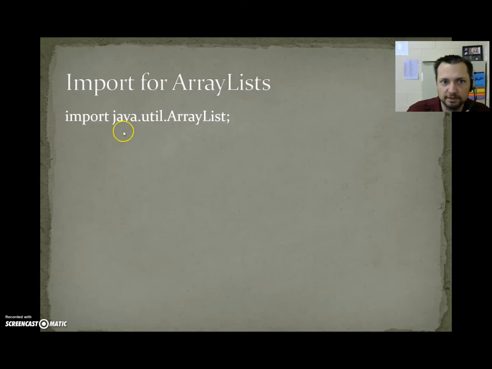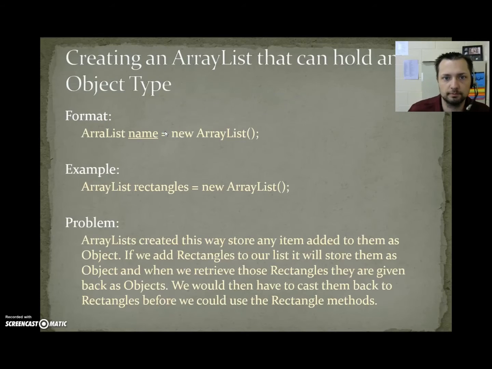Import for array lists. Import java.util.ArrayList. Creating an array list that can hold any object type: ArrayList name equals new ArrayList. An example would be ArrayList rectangles equals new ArrayList.